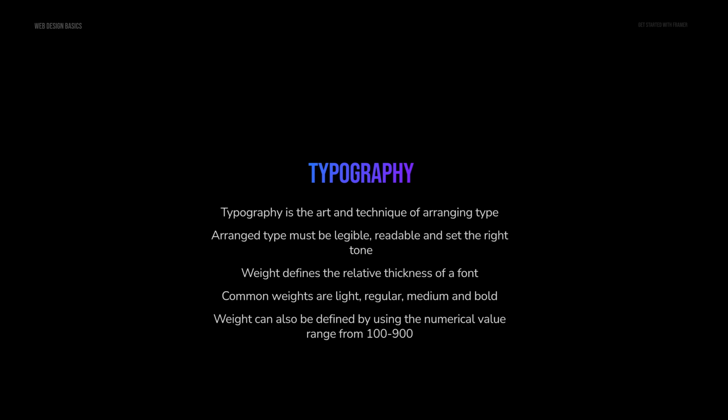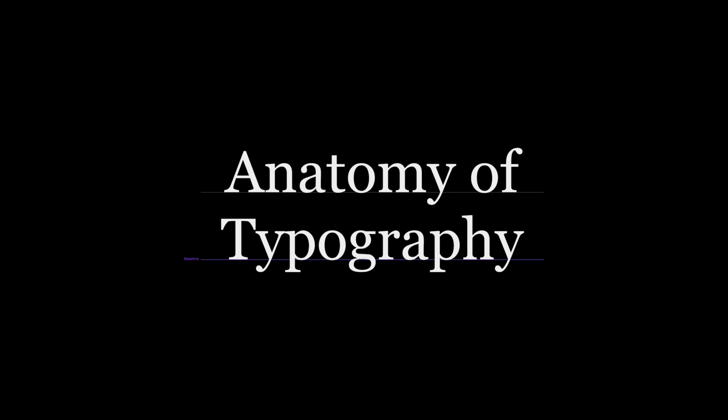Typography is the art and technique of arranging type. Arranged type must be legible, readable, and set the right tone. Weight defines the relative thickness of a font, and common weights are light, regular, medium, and bold. Weight can also be defined by using the numerical value range from 100 to 900. The baseline is an imaginary line. Each line of text rests on the baseline, although East Asian scripts have no baseline.